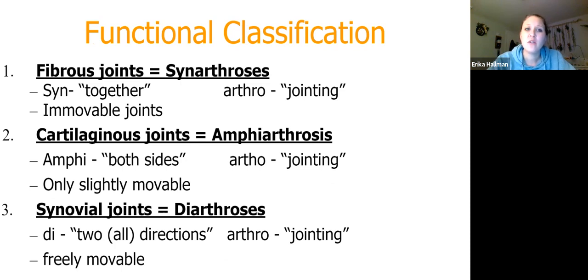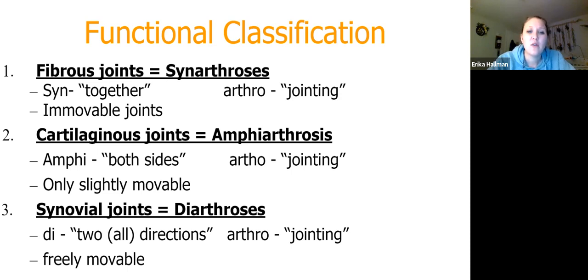Fibrous joints are also known as synarthroses or synarthrosis. Syn means together, arthro means joining. These types of joints, fibrous joints, do not move. They are immobilized joints, just there for support and structure. Cartilaginous joints are also known as amphiarthrosis. Amphi means kind of both sides, and arthro again means joining. So amphiarthrosis means that they move, but only a little bit, usually just side to side.